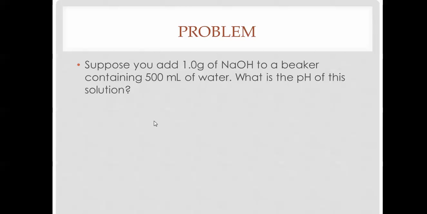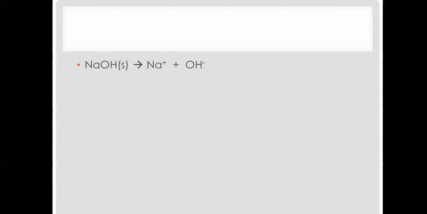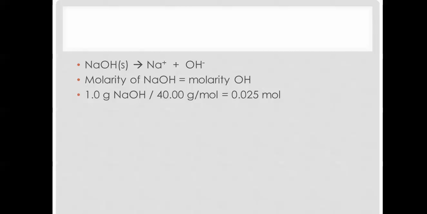Okay, one more here. Hopefully your brain's not completely fried yet at this point. It says, suppose you add 1 gram of NaOH to a beaker containing 500 milliliters of water. What is the pH of this solution? The thing that makes this different is it does not give us a concentration to start. We have to calculate that concentration. But hopefully we are all experts at calculating concentration by now. We know that the molarity of NaOH is the molarity of OH. What we're going to shoot for here is finding the pOH first.